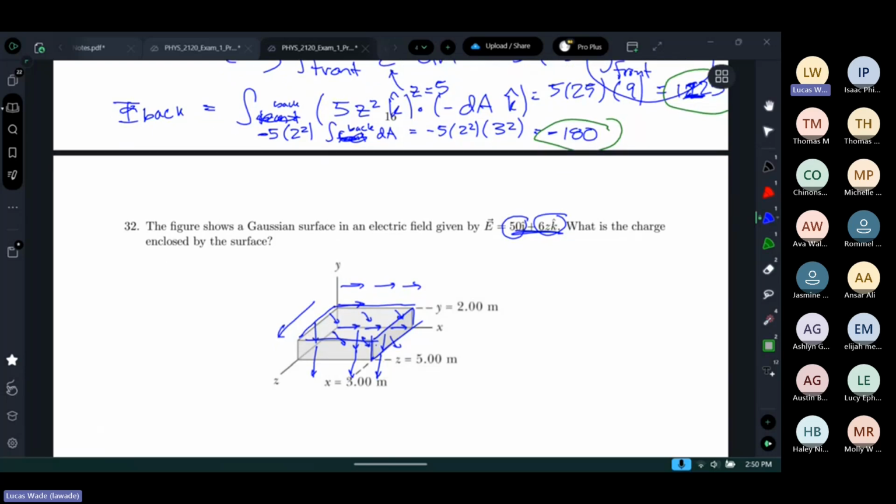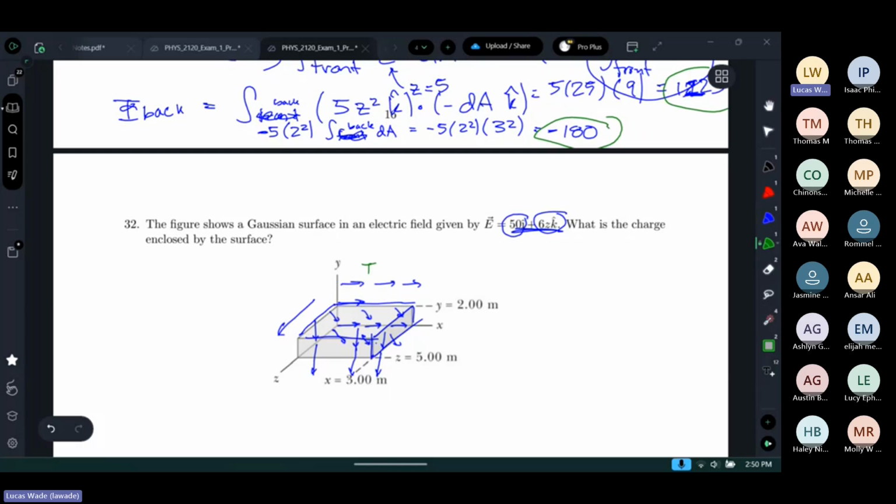My flux, I would still guesstimate in the same way. I'm going to say it's 0 through the top because none of those are poking in the y direction. Same for the bottom. None of those field lines are passing through the bottom. They're just running parallel to it. I do see flux on the right-hand side because I see some arrows sticking out of it. I would expect a positive flux on that side, and generally sticking into the box on the left side, sticking out of the box on the front, sticking into the box on the back.